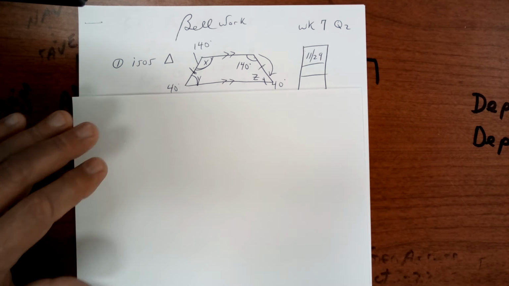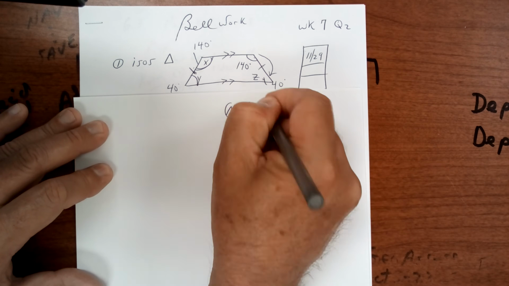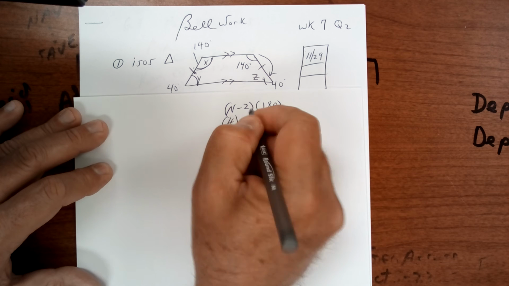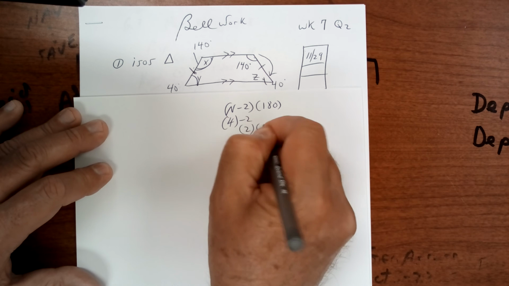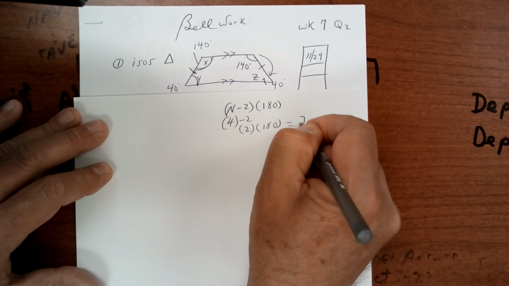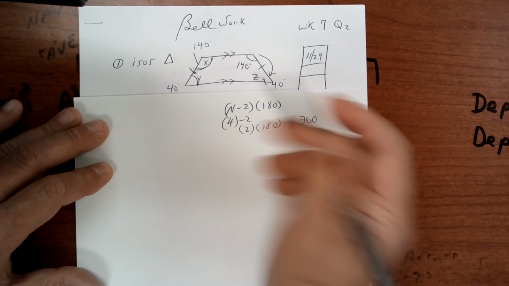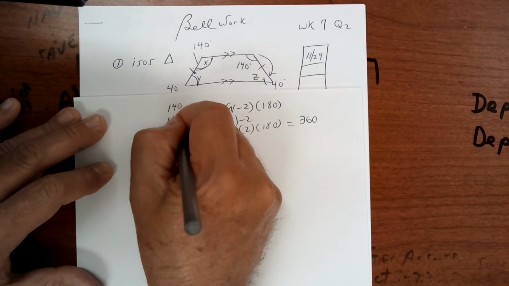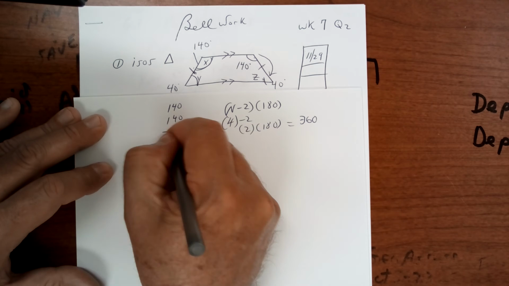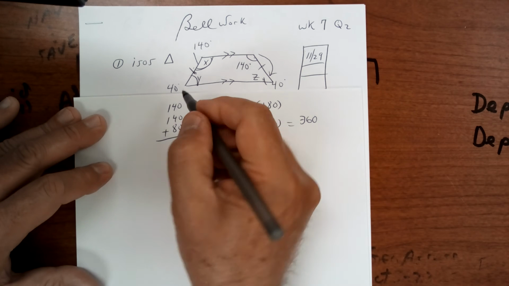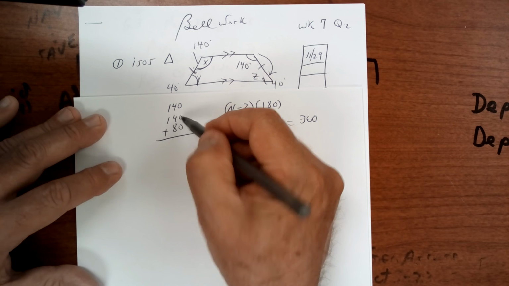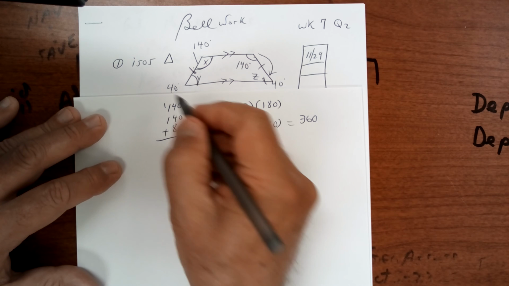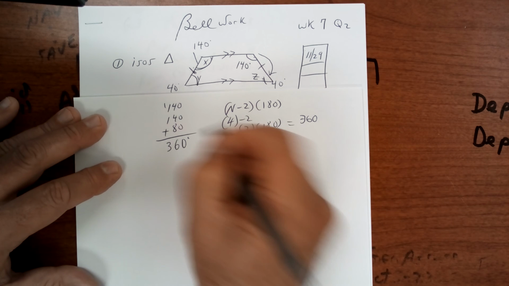Remember n minus 2 times 180? That's four sides. So that's going to be 2 times 180, which is 360. So if it has four sides, it should be 360. So 140 plus another 140 plus 40 and 40 is 80. Let's see what that adds up to. This right here is 80, so that's going to give me 60 here. And I'm going to add 1, and that's going to give me 360 degrees. And there it is.